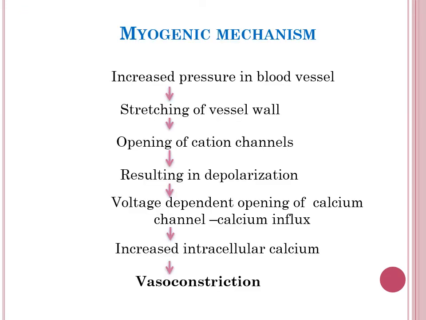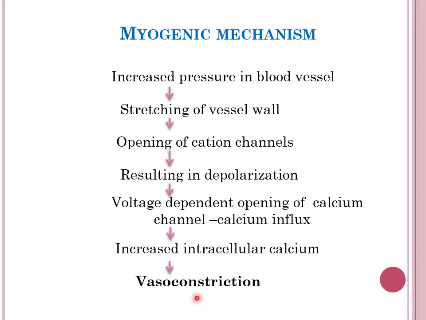So myo means the muscle, as you know. So the myogenic mechanism will depend on the strength of the vascular musculature, the smooth muscle. Now just see the steps here. Suppose there is an increase in the blood pressure, then it will increase the stretch over the vessel wall. That means there will be a stretching of the vessel wall, so that will cause opening of the calcium channel, resulting in rapid depolarization. Because of the influx of calcium, it will cause rapid depolarization, so that will cause a vasoconstriction.